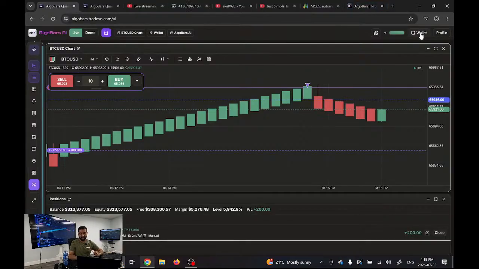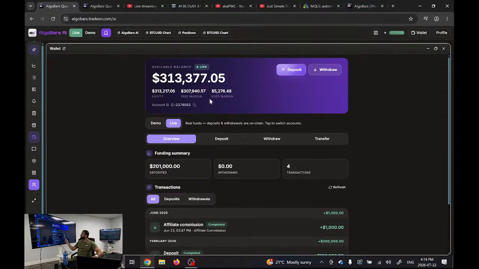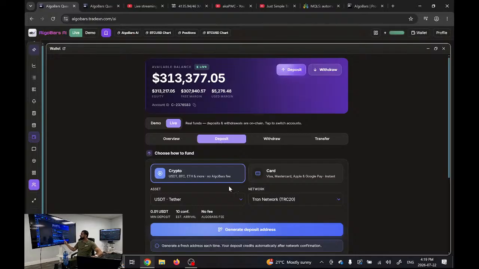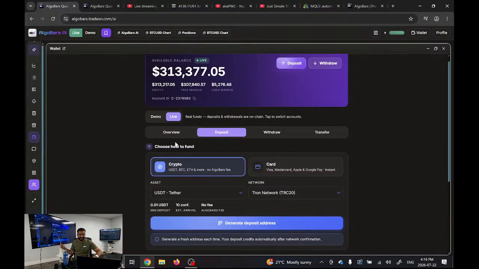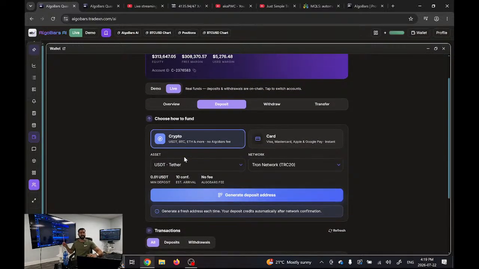How to deposit? Very simple. Now you're going to click wallet up there, then click deposit, and then you can either fund with crypto or card. I would suggest crypto. It's the fastest and it has the lowest fees. Card takes a lot of fees, and it's good to save on the fees. There's no reason to pay it if you don't have to. So I would suggest crypto.